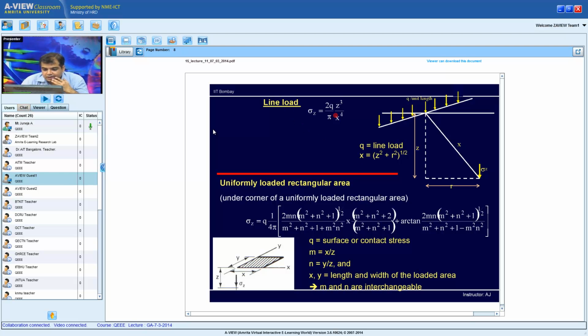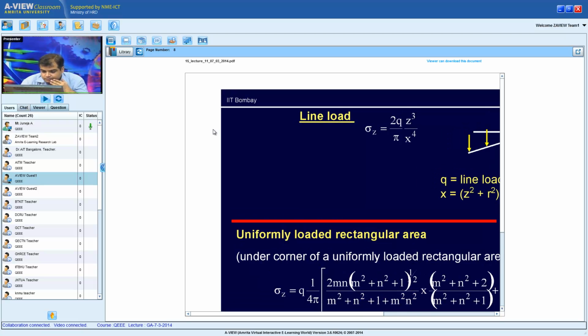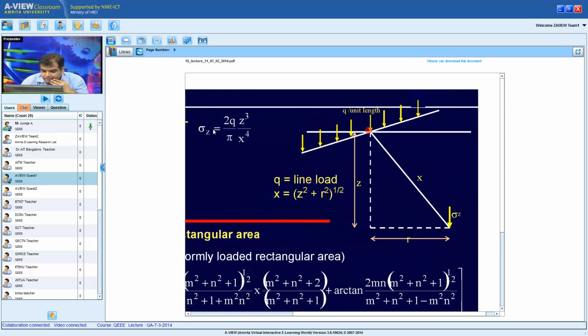Now I have an expression for line load. Let me zoom in please. Again we are looking at the stress distribution at depth z and radial distance r. So the hypotenuse is x, and we are looking at sigma suffix z, and q is the line load. So it's a load which is on the ground and which comes out and hits you. That's the line load. So q per unit length is the line load.